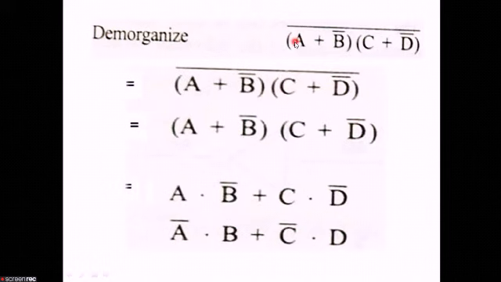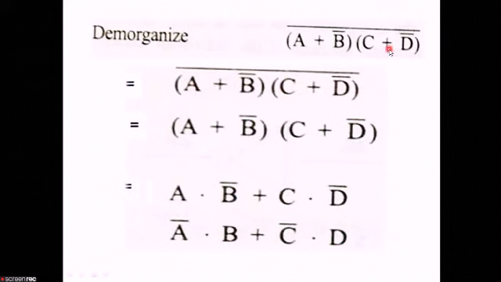Suppose the expression is given as (A plus B bar) into (C plus D bar). When an expression is given like this, there is no bar over the whole expression. Only when you are told to demorganize the expression do you have to give a bar here. Without the bar, you cannot demorganize. So there should be a bar here, that is, a whole bar.